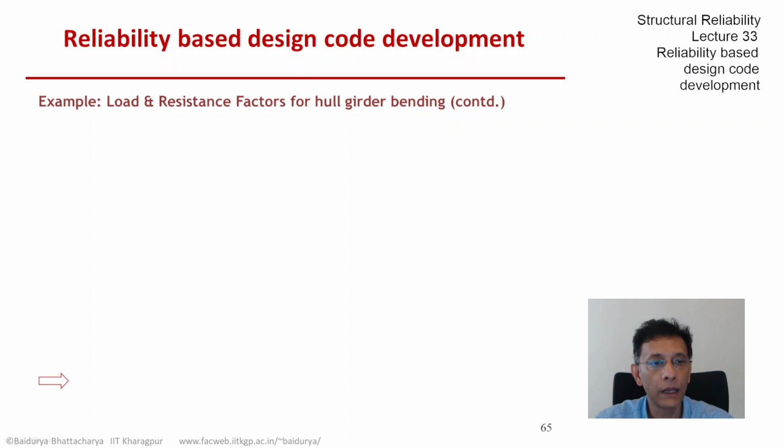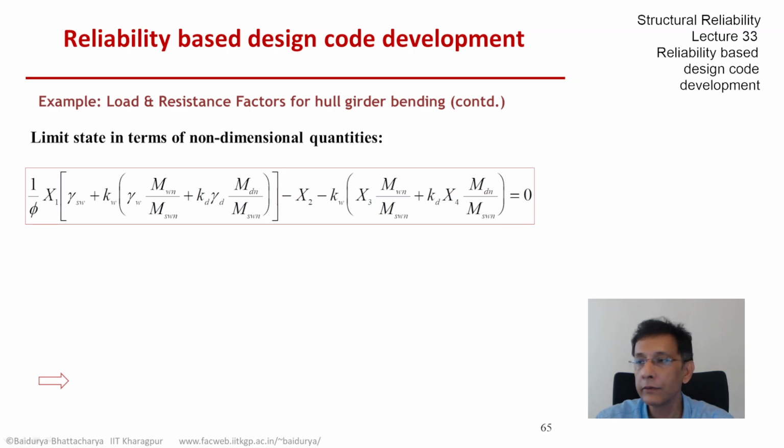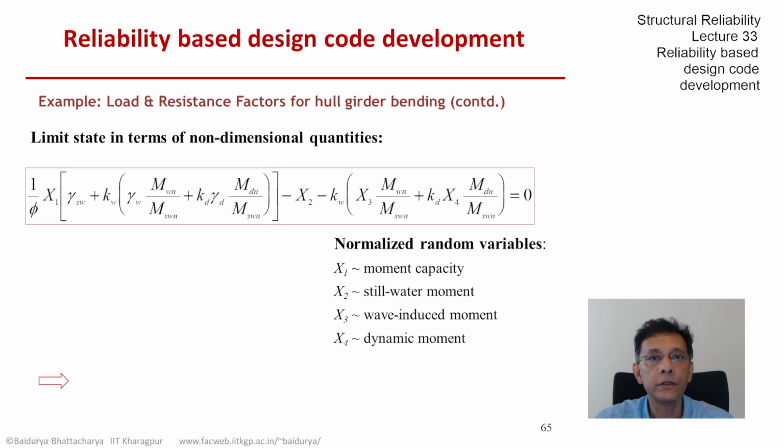Now we are ready to normalize the limit state equation. So as we had done for the cable case, because the capacity and demand quantities are separable, it's easy to normalize them, and what you see are the non-dimensional x's, random variables. So x1 is the capacity, and x2, x3, and x4 are the various loads, and the load ratios, which again are representative of various design situations, are given with the still water nominal moment in the denominator. So we have MWN over MSWN, MDN over MSWN. So there are two of them.